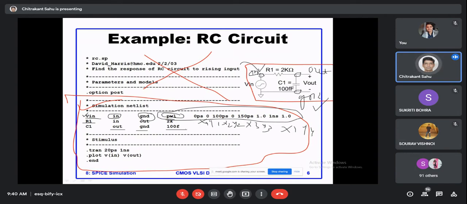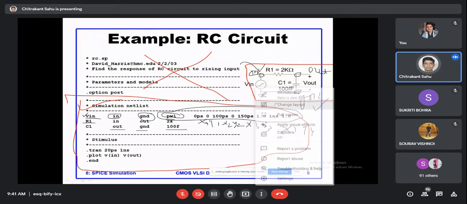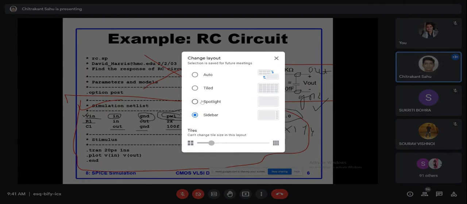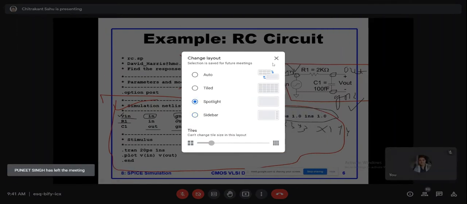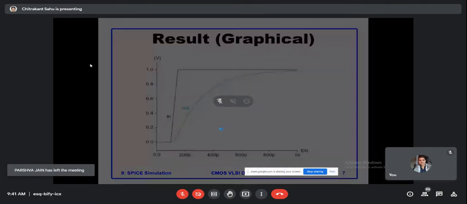Okay. So this makes the complete code, which is called the spice code, and by using the spice code you can make the complete circuit. After that comes, as I told, the analysis. What kind of analysis you want to do? You want to do DC analysis or transient analysis?